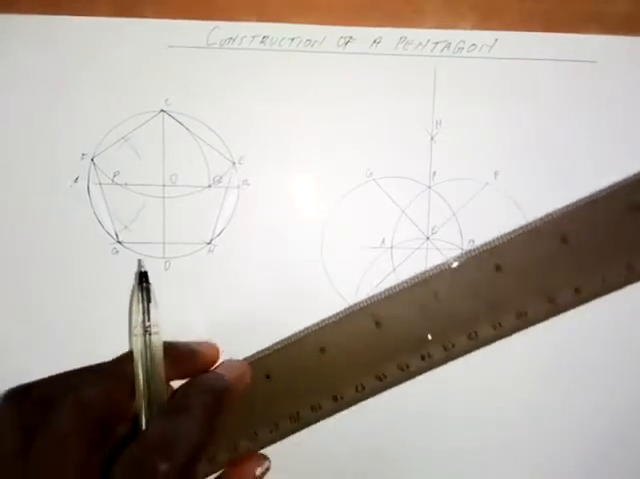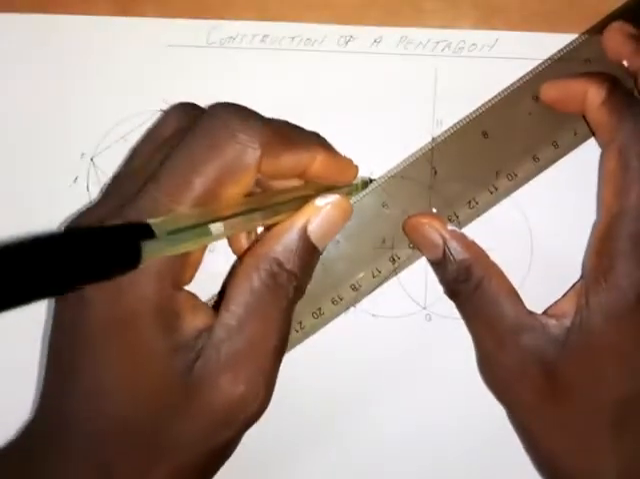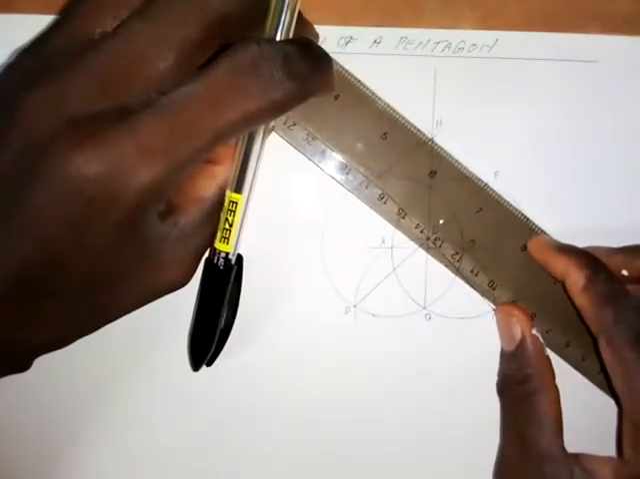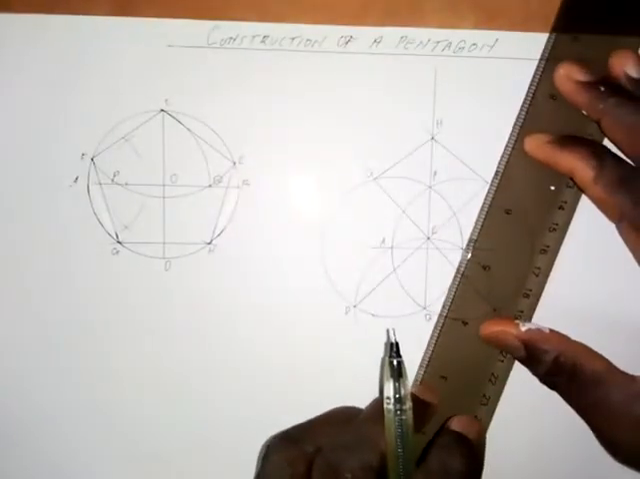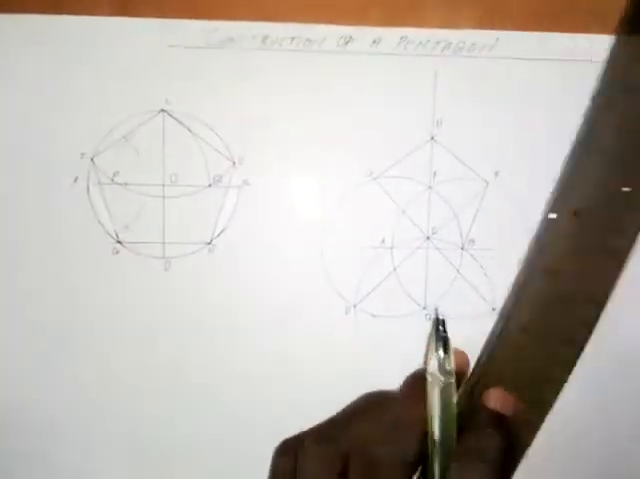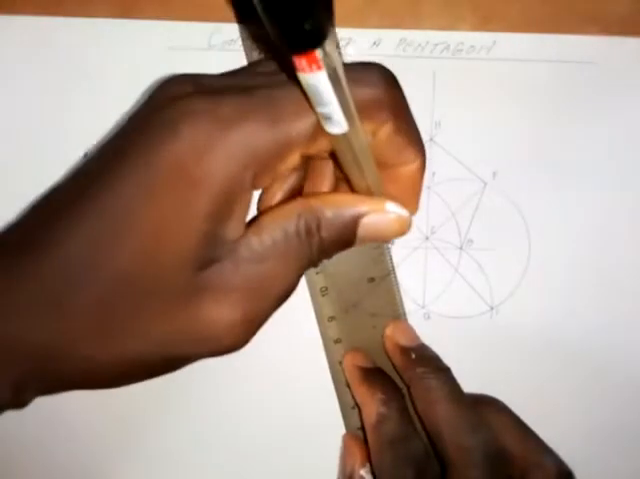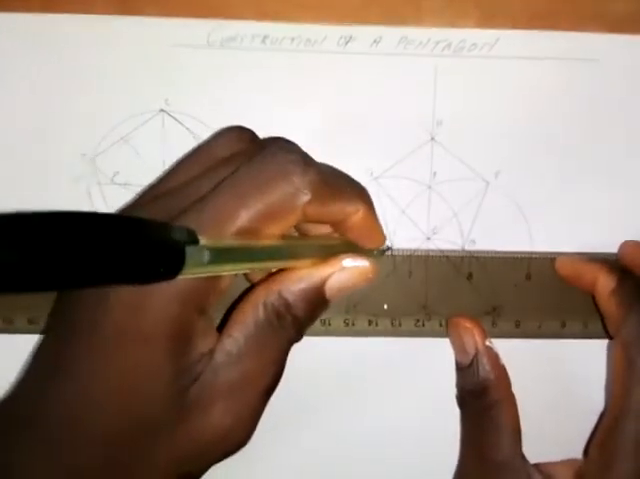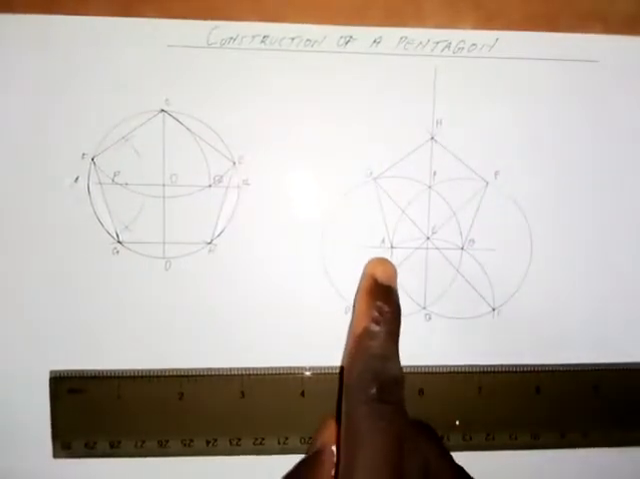So we join this together. Join GH together with a straight line, and join FH together with a straight line. Then we join BF together. AG, join it together with a straight line, so it goes like this. Alright, so this is the pentagon. The pentagon is ABFHG.